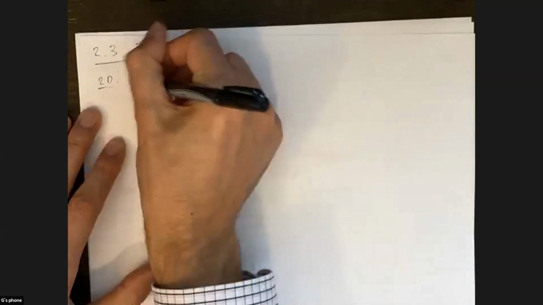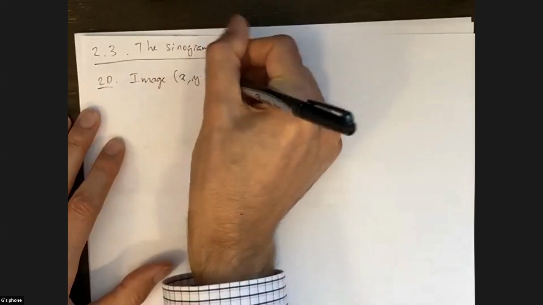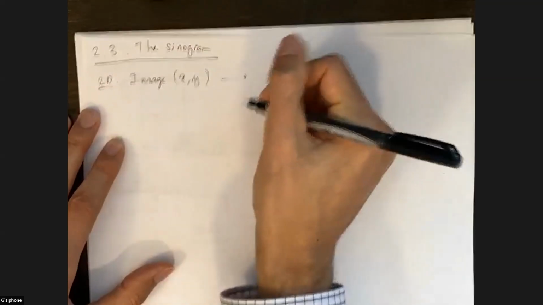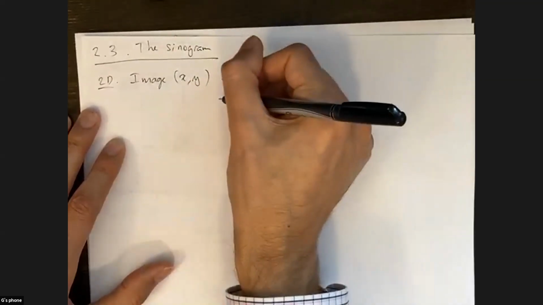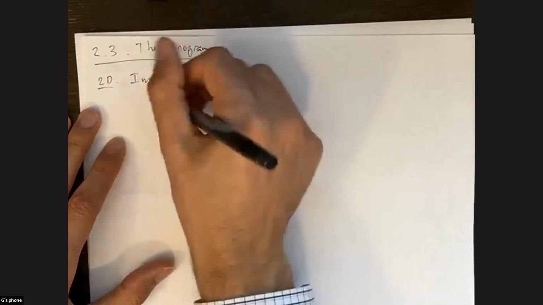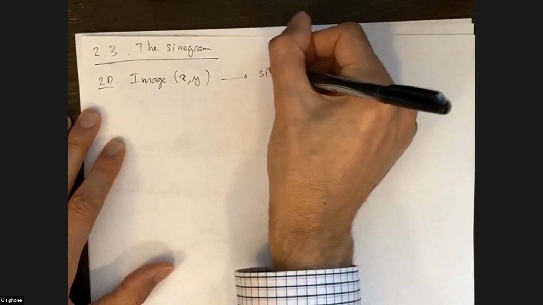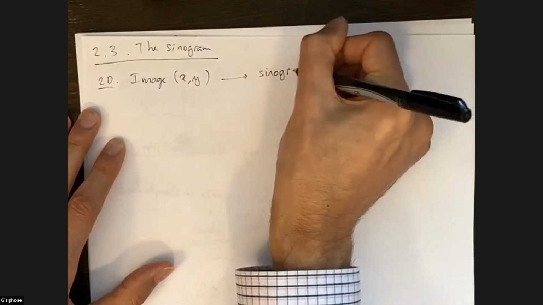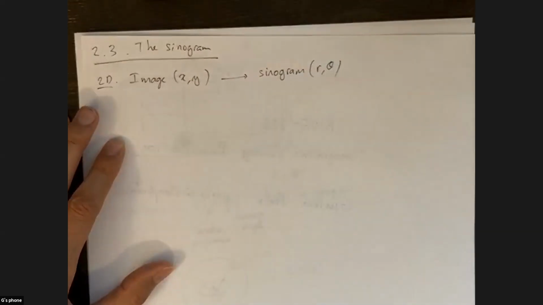So the image is a function of X and Y, and then by projecting it, by taking a measurement of the 2D distribution using a scanner, we're getting a sinogram, which is a function of R and theta, okay?